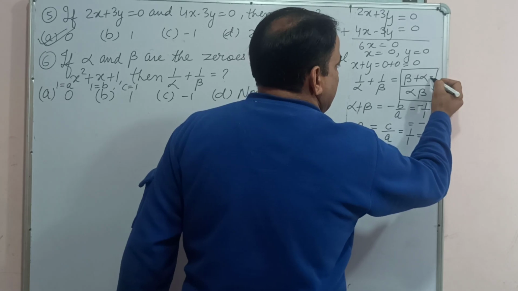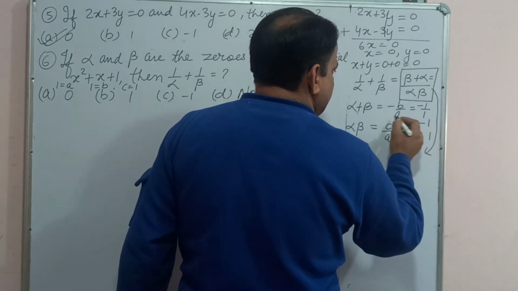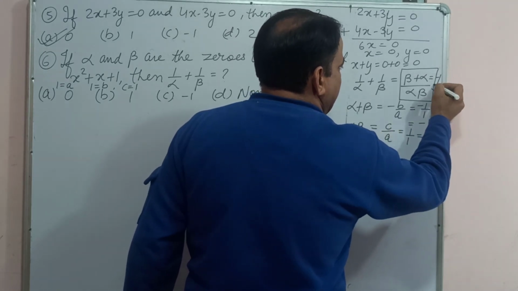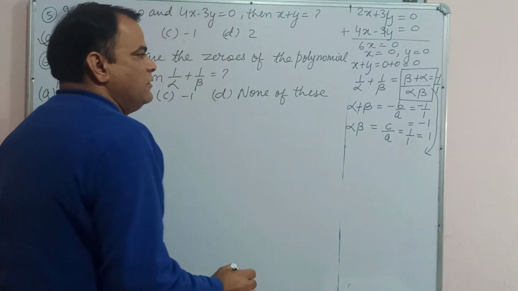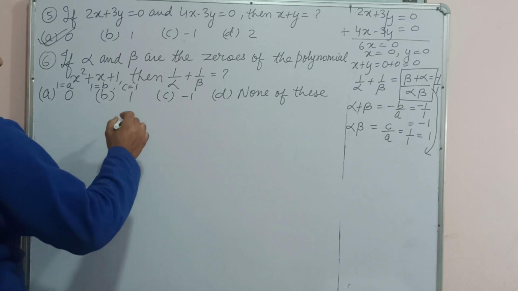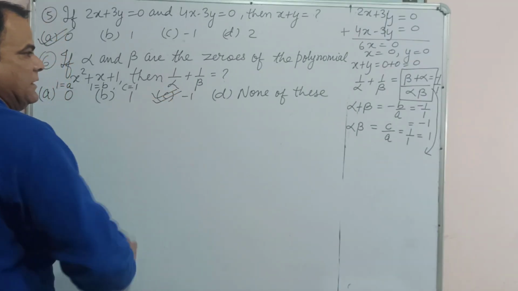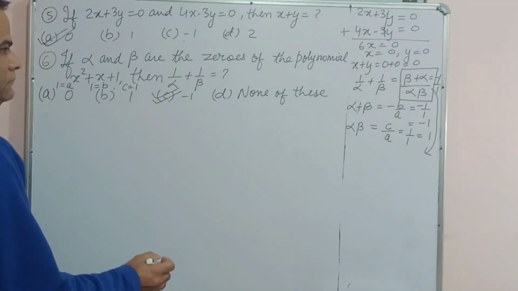Now, by putting in these values, alpha plus beta equals minus 1, and alpha beta equals 1. So we can say that minus 1 upon 1 equals minus 1. C option is the right answer.